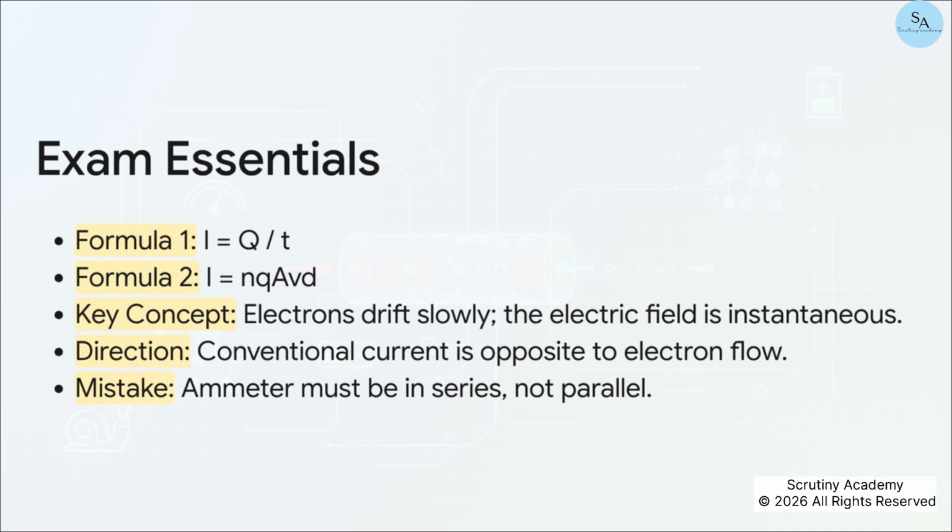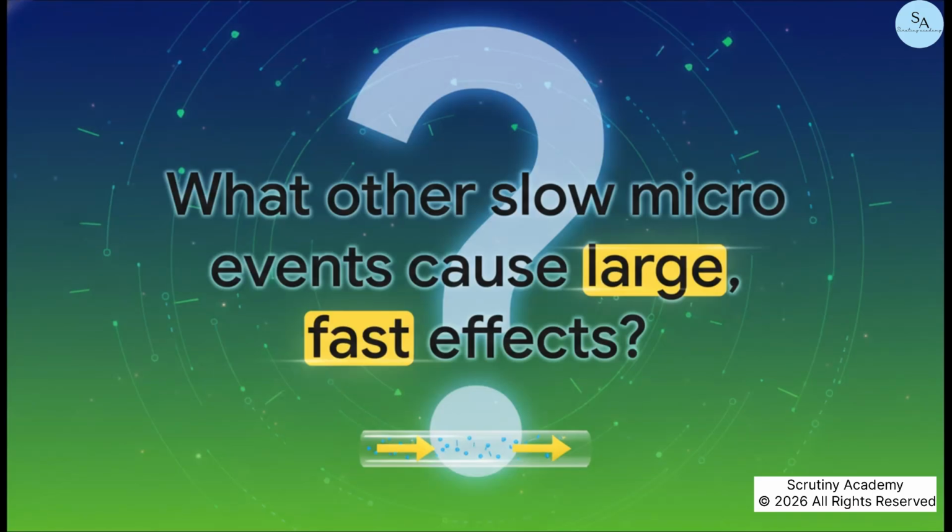Know the difference between conventional current and electron flow, and please, whatever you do, do not forget, the ammeter always, always goes in series. And that leaves us with one last thing to think about. We just discovered this hidden world of incredibly slow-moving particles that create the instant effects we depend on every single day. And it really makes you wonder, doesn't it? What other secret, slow-motion worlds are out there, quietly creating the fast-paced reality we all experience?